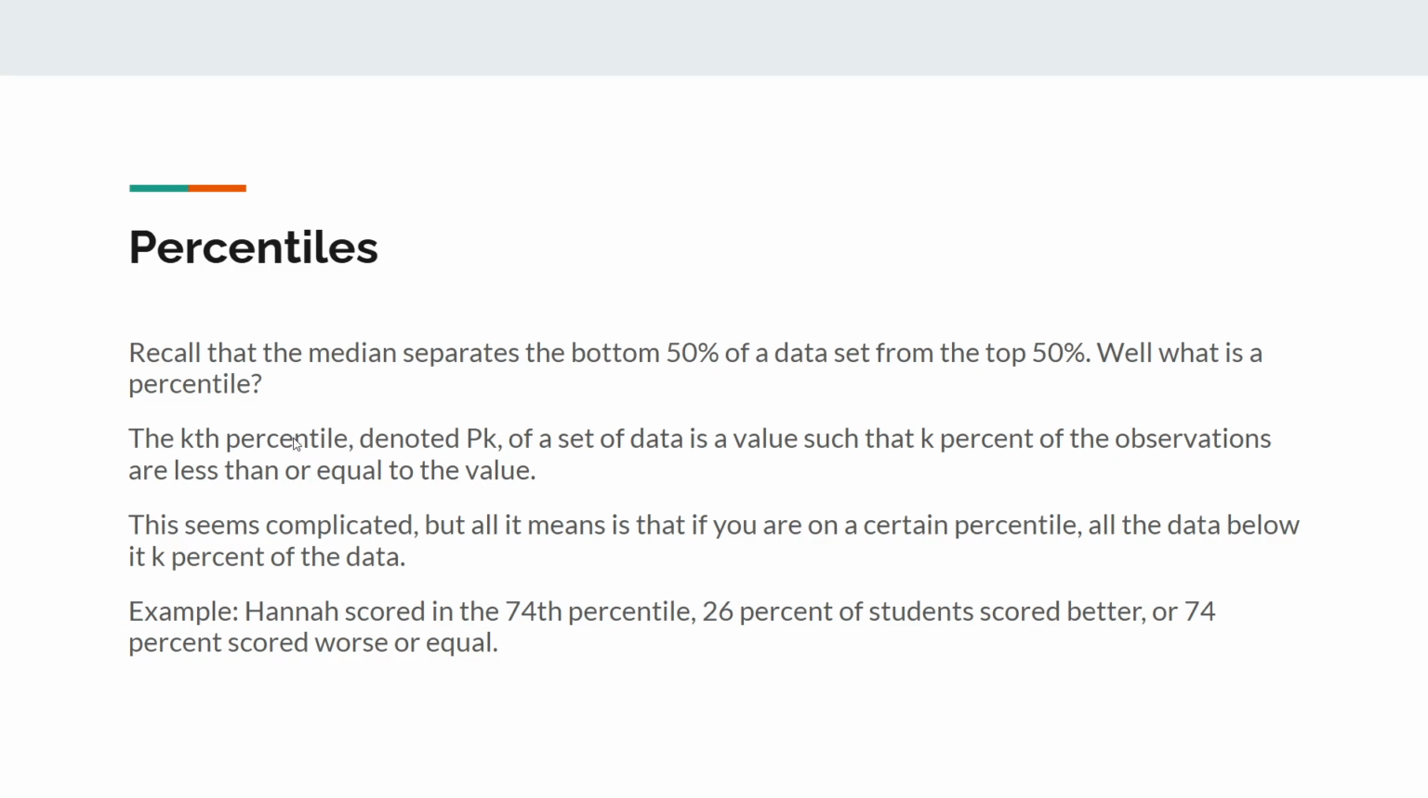The kth percentile, denoted Pk, of a set of data is a value such that k% of the observations are less than or equal to the value.